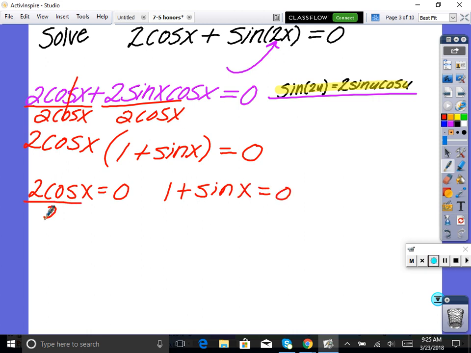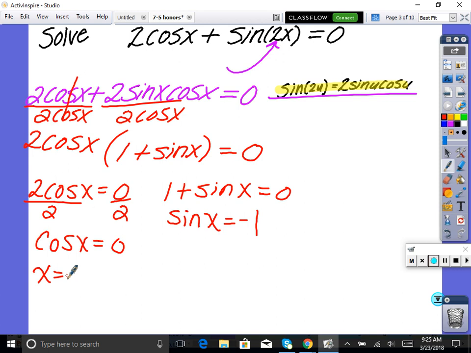So divide by 2. When does cosine of x equal 0? And I'm going to write this one while we're at it. When does sine of x equal -1? So it did not say an interval on which we're solving, so we're going to find all solutions. So everybody, cosine is x. Look on your unit circle. When does cosine equal 0?